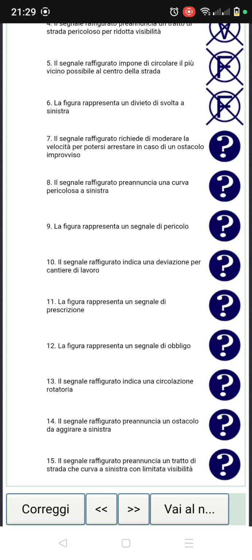Number 7. Il segnale raffigurato richiede di moderare la velocità per potersi arrestarsi in caso di un ostacolo improvviso. Yes, it's true. This sign figure is asking us to moderate the velocity to get ready to stop in case of a sudden obstacle. So we have to moderate the speed and get ready to stop, and it's true.